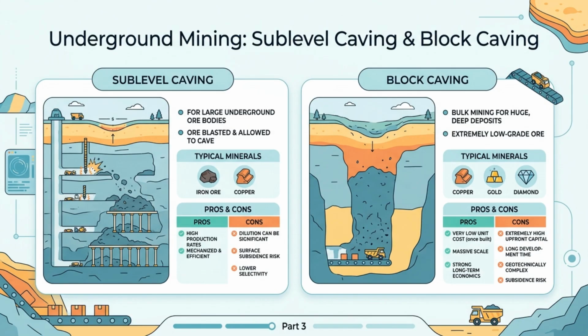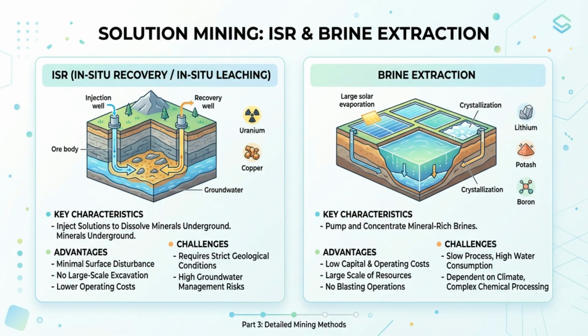This slide covers sublevel caving and block caving, which are bulk underground mining methods. Sublevel caving is used for large underground ore bodies and provides high production rates and strong mechanization, but dilution and subsidence are important risks. Block caving is designed for very large, deep, low-grade deposits and can become one of the lowest-cost mining methods once it is operating. However, it requires extremely high upfront capital, long development time, and strong geotechnical control. These methods are especially important in copper and large bulk mining systems because they allow huge volumes to be mined underground at scale.